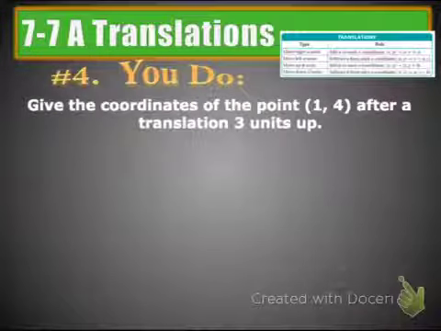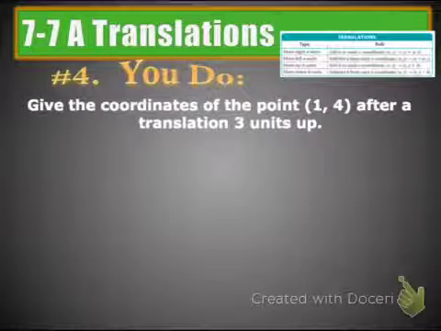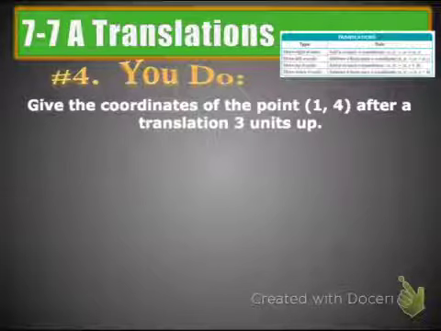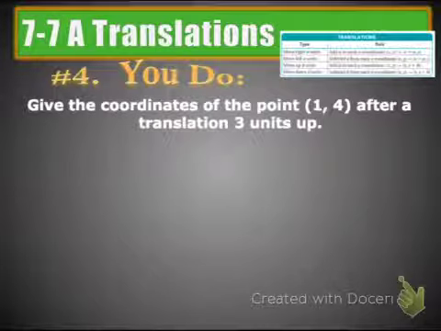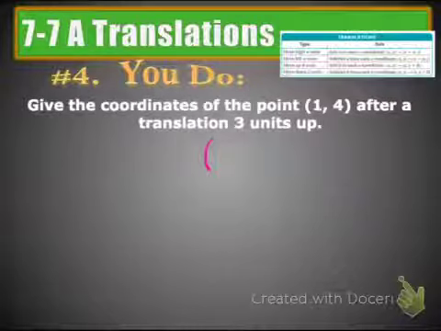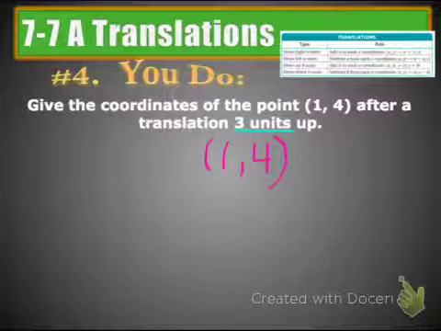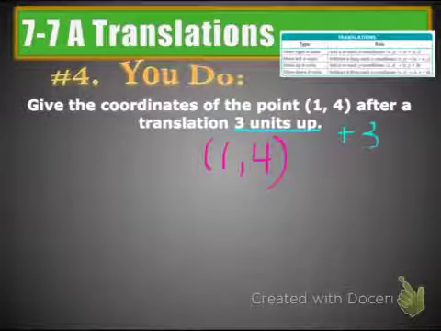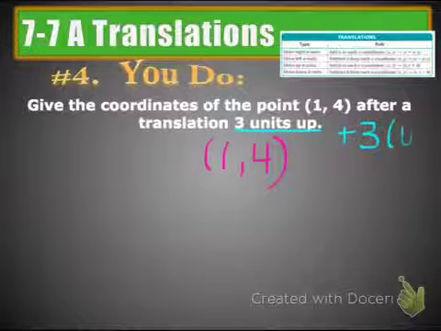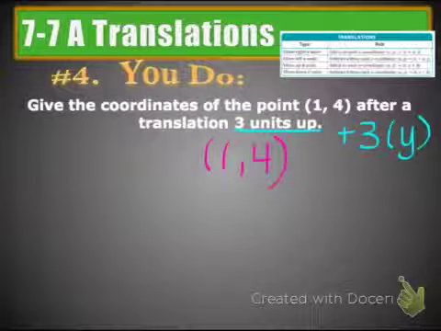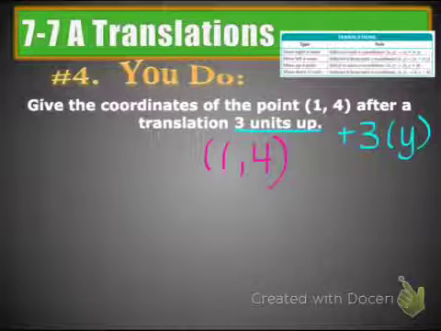Okay, number 4 is a you do, and I will get you started a little bit. You're just going to be doing one coordinate for this one. So for 1, comma, -4, and you want to do a translation of 3 units up. So this is going to be a +3, and up and down is on your y-axis. So you would just put a +3 on your y-axis and then give me your new coordinate.